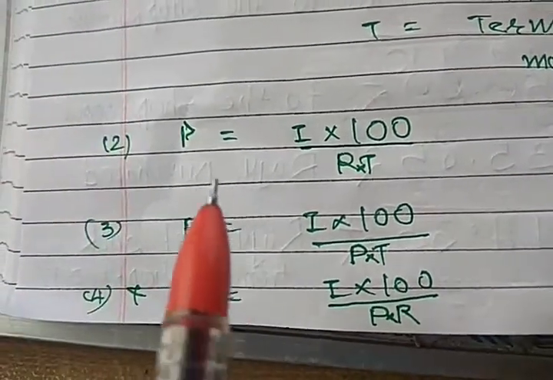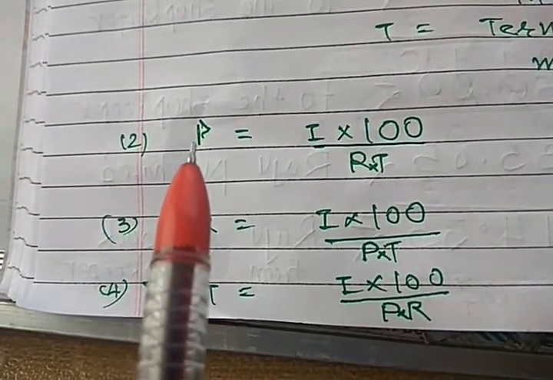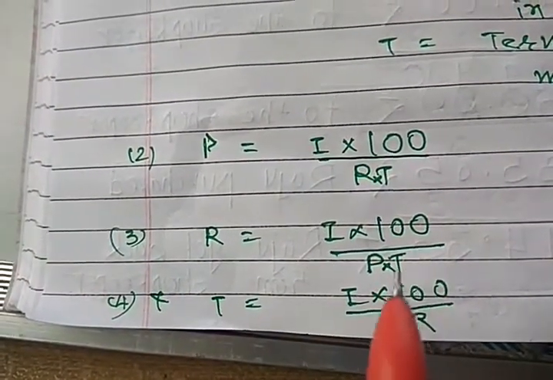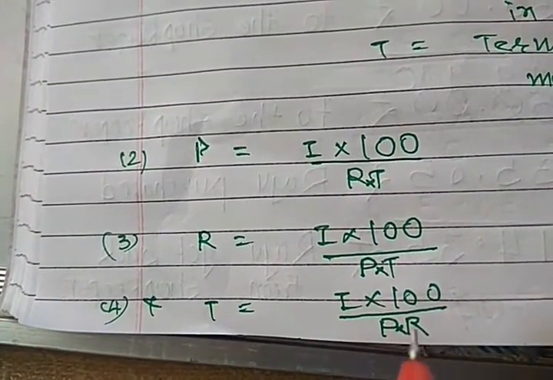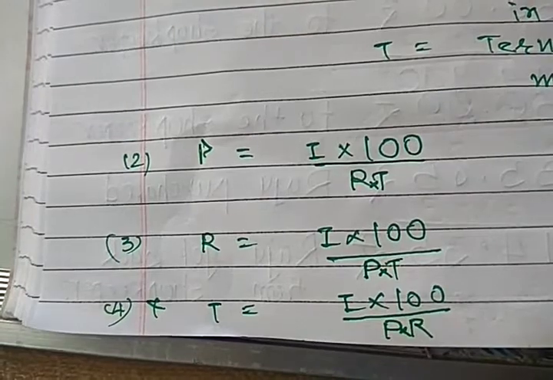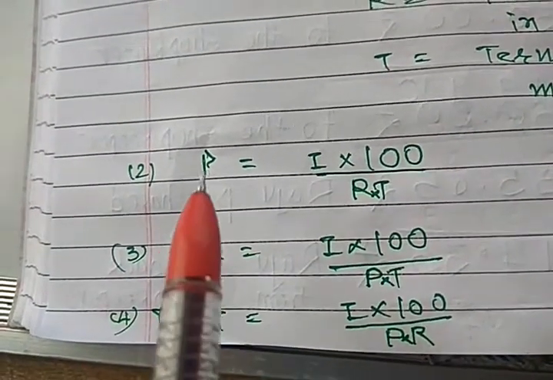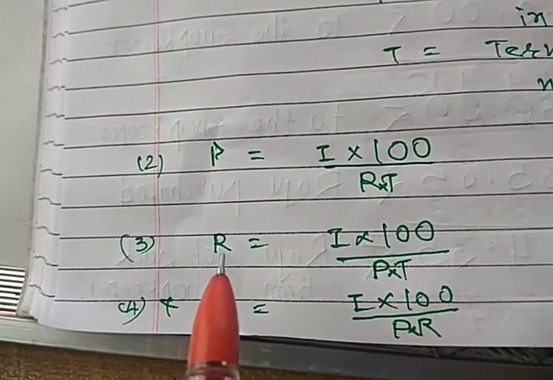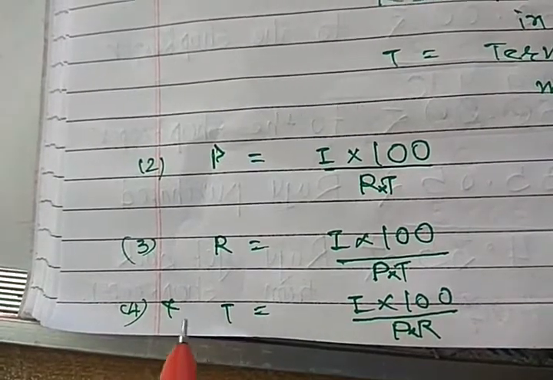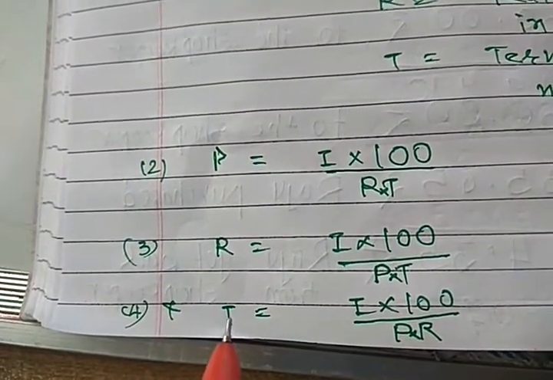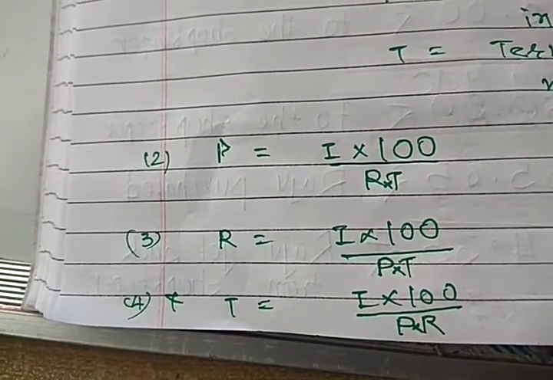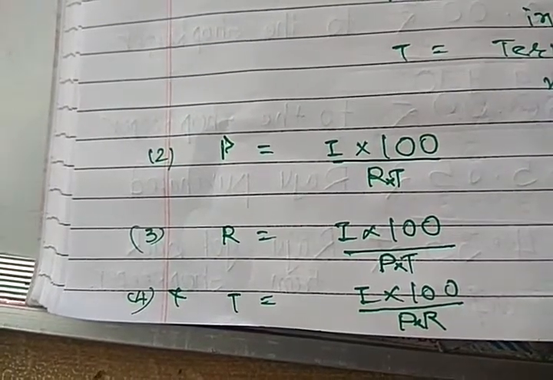You see, when I equal to PRT upon 100, therefore P is equal to I into 100 upon RT. So R is equal to I into 100 upon PT, and T is equal to I into 100 upon PR. Correct? So remember this. Whenever you want to find the principal amount, use the second formula. Whenever you have to find the rate of interest, use the third formula. And whenever you have to find the term, use this formula. So with these simple interest formulas you can find interest, principal amount, rate of interest and term.